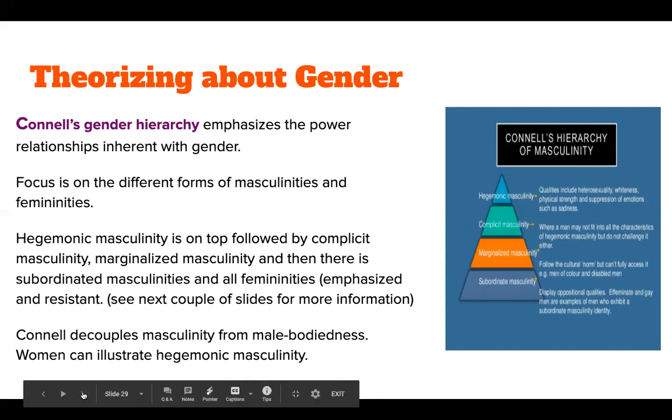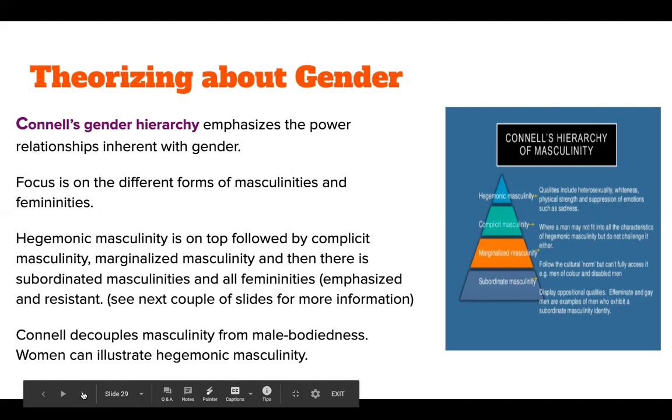The other theory that your book goes over is Connell's gender hierarchy. This theory emphasizes that there are power relations inherent with gender, but these power relations don't just exist between men and women. They also exist between men and other men, and women and other women.